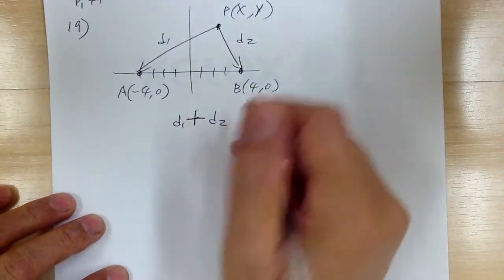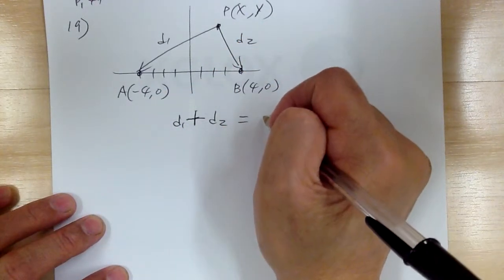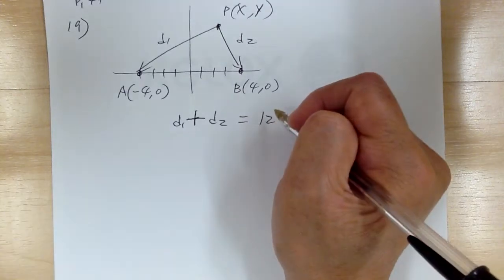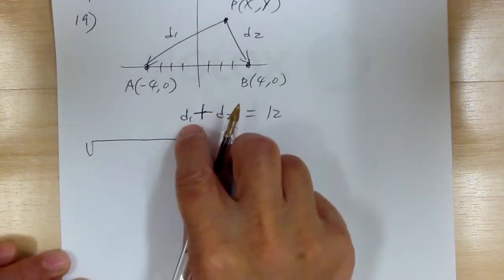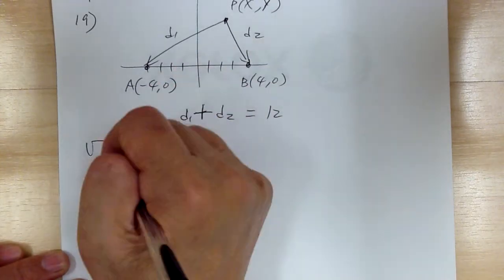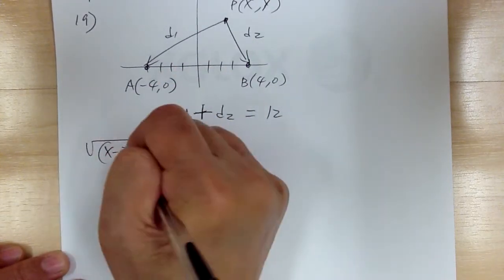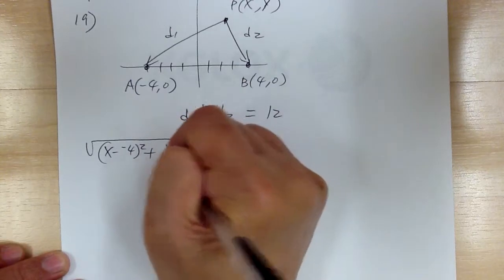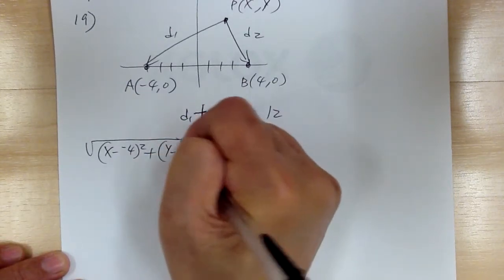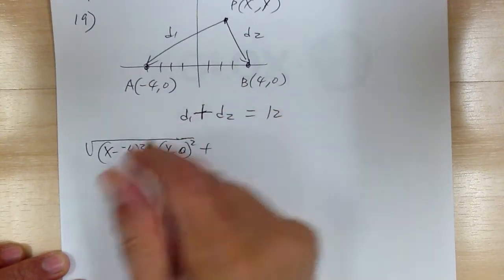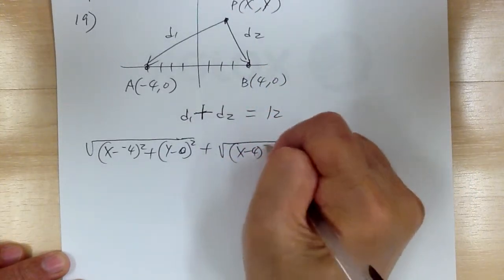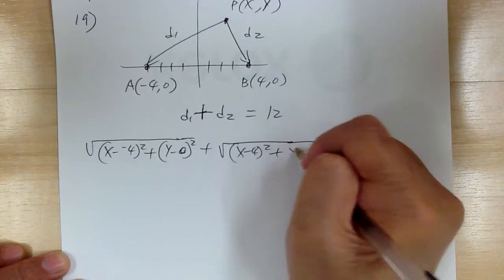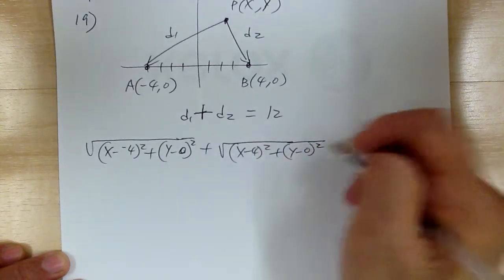So the sum of the distances is equal to 12. Then after that, apply the definition of the distance. You're going to get the square root of (x minus -4) squared plus (y minus 0) squared. That's your D1. D2 is going to be the square root of (x minus 4) squared plus (y minus 0) squared.